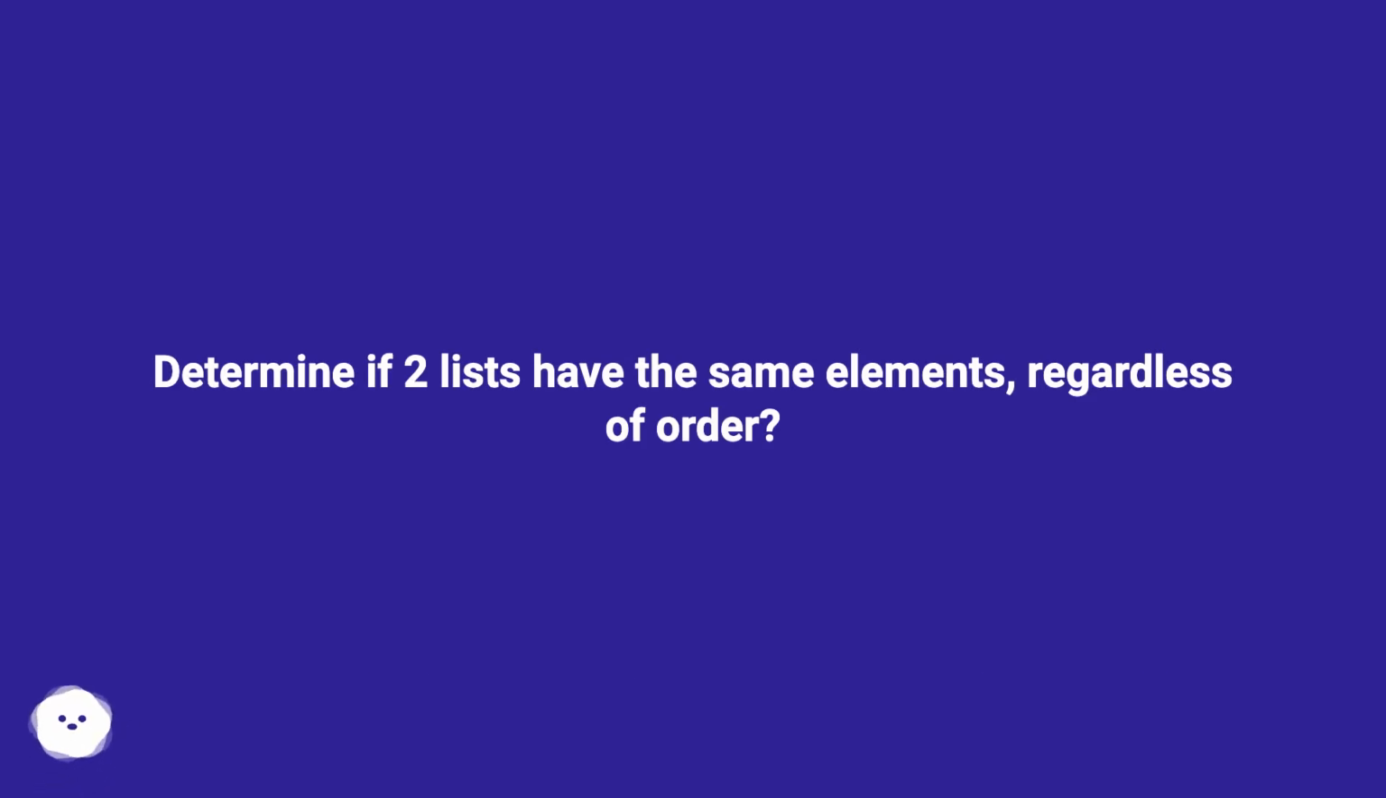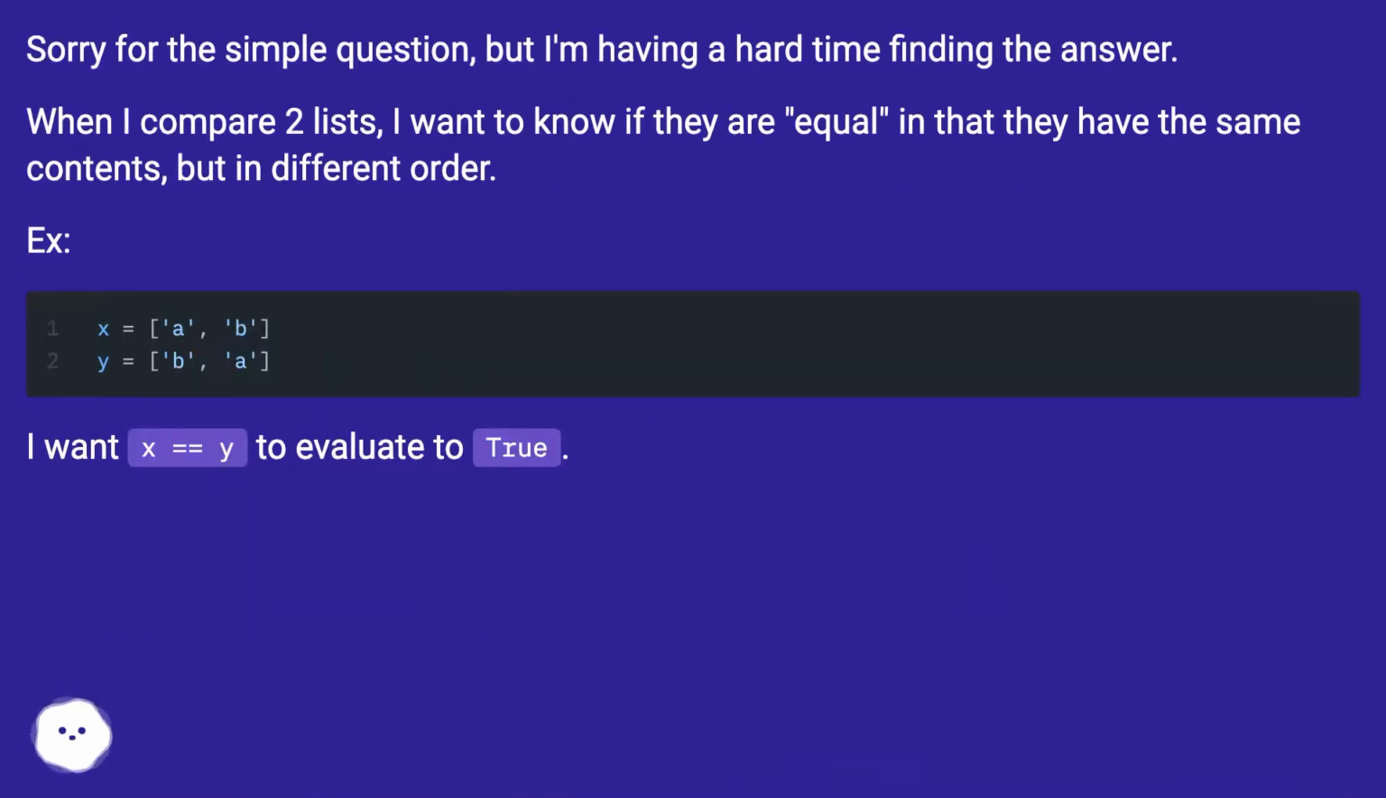Determine if two lists have the same elements, regardless of order. Sorry for the simple question, but I'm having a hard time finding the answer. When I compare two lists, I want to know if they are equal in that they have the same contents, but in different order. I want x equals y to evaluate to true.